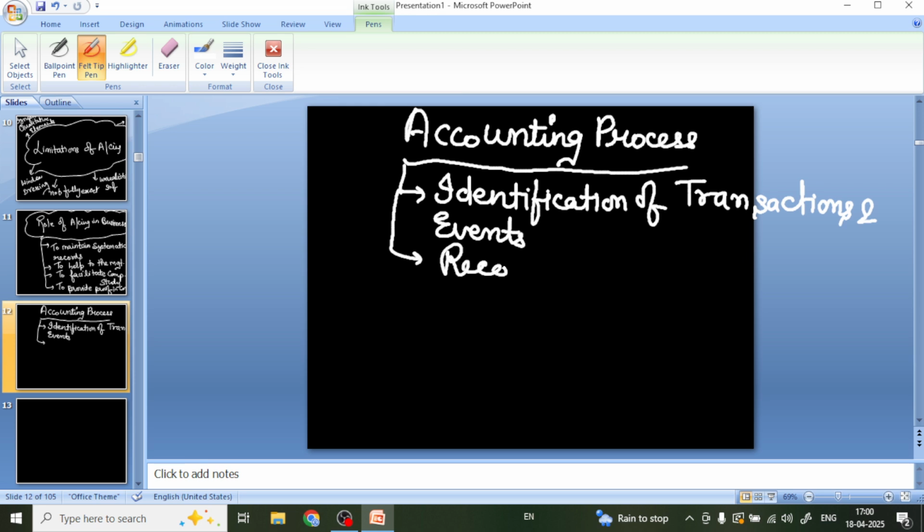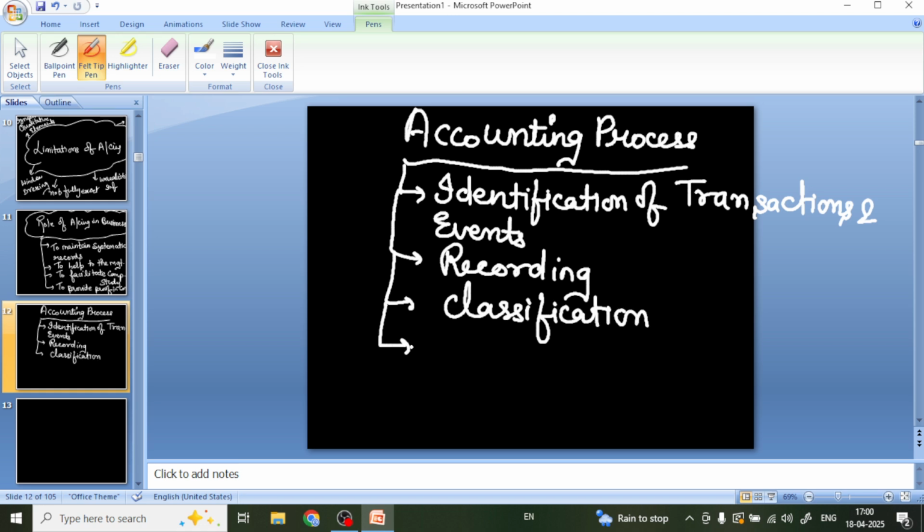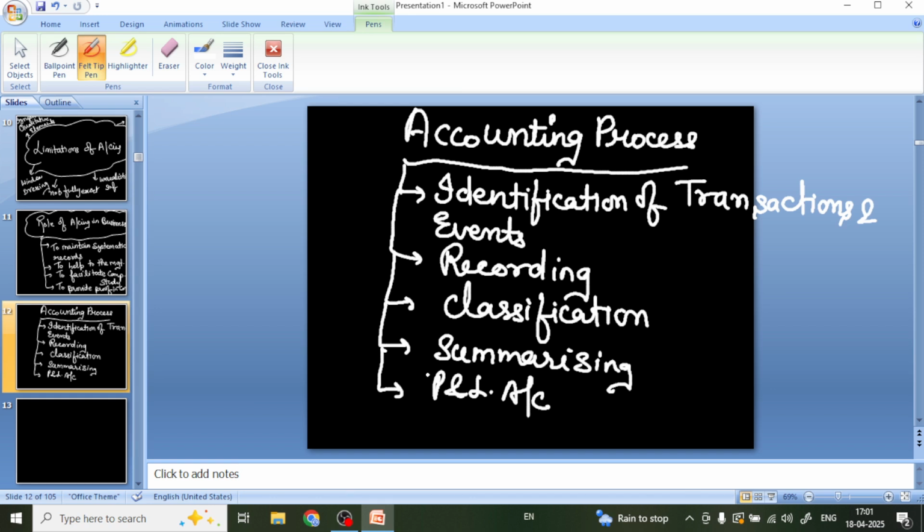Second, the next step, we do recording. After that, we do classification in ledger form, and after that we will summarize in the form of a trial balance. And after that, we prepare the trading and profit and loss account, and the balance sheet. On the basis of these, we will analyze and interpret the results of business and then communicate to internal and external users so that they can take decisions regarding their investments, whether they have to invest in the business or not.